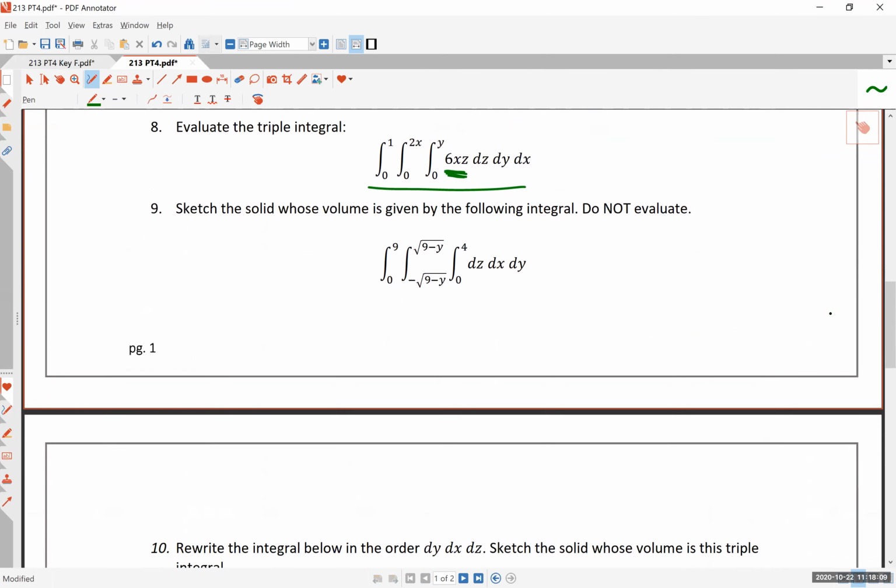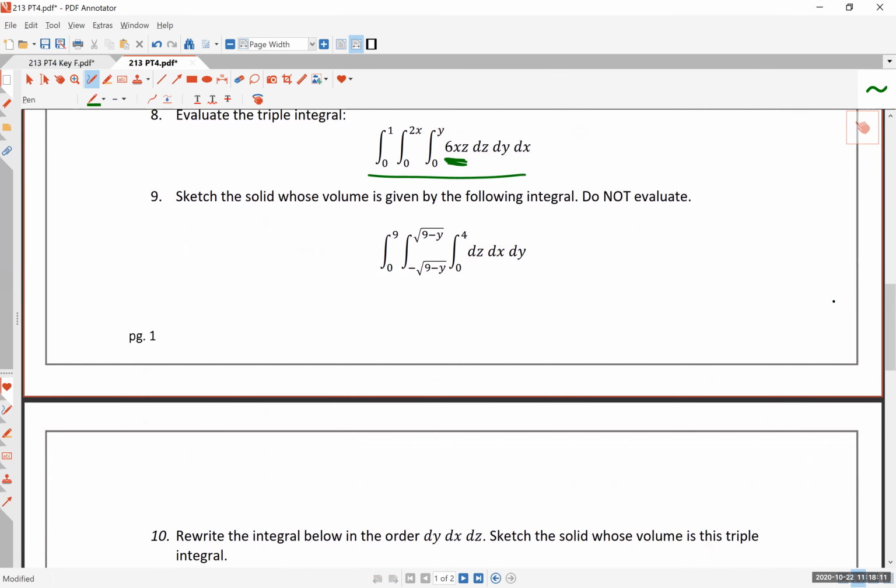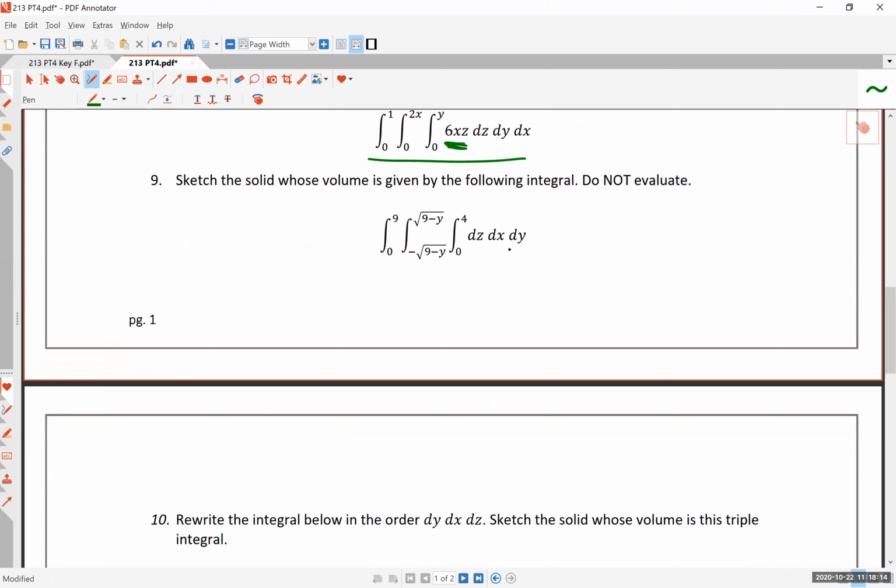Number 9, sketch a solid whose volume is given by the following. Do not evaluate. Again, let's think about this. My eyes will immediately go to y going from 0 to 9. Okay, and then x going from this to this, and at this point, you may want to do this, plus or minus, square both sides. Okay, that's not a circle, right? Because that y is not squared. So y is 9 minus x squared.